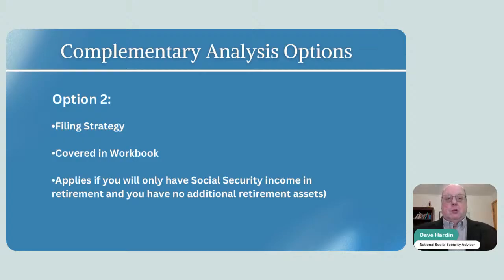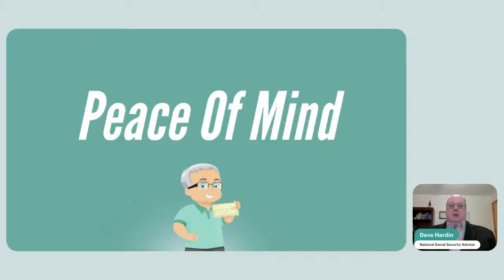Option two will get you the workbook. We'll get it to you right away. Option one is the tax planning. It's everything else. Option two is the workbook. 1, 2, 3. That's it.